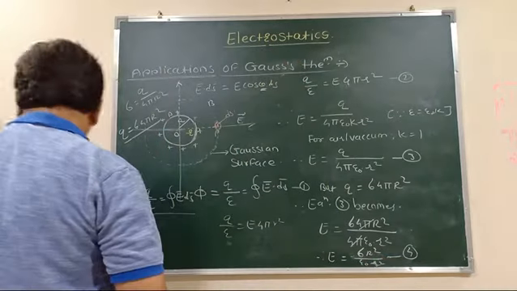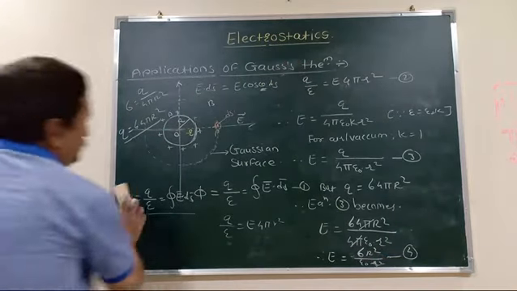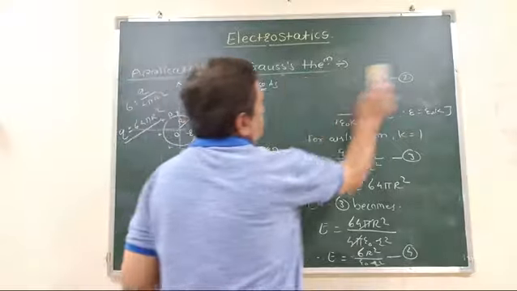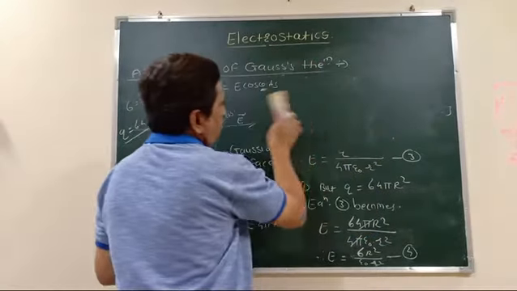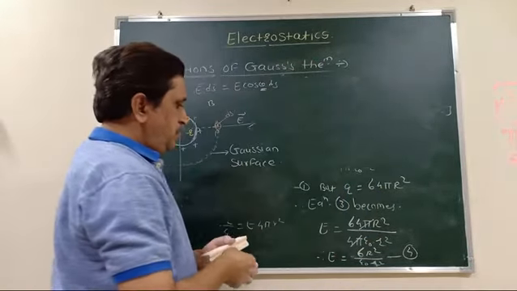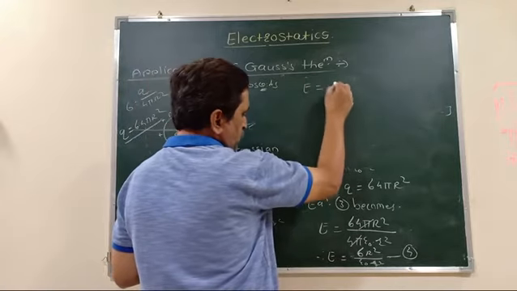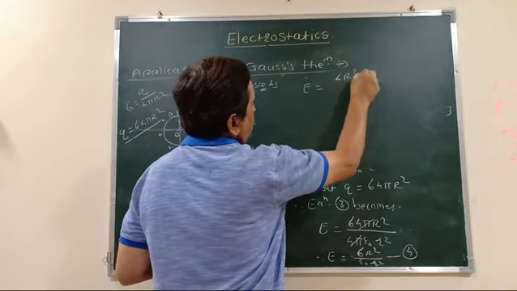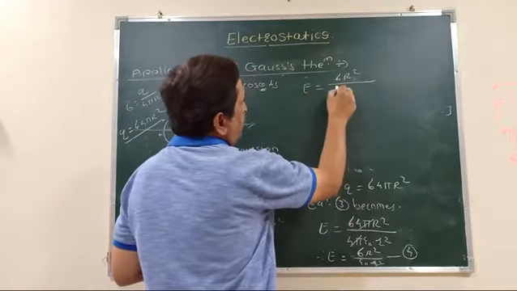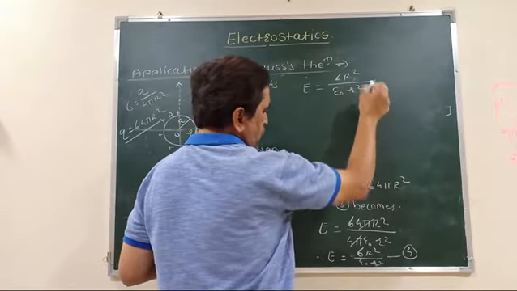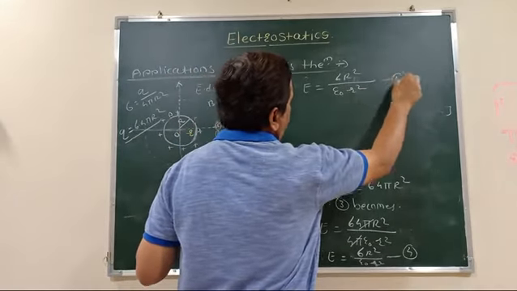Equation number 4. Okay. Equation 4: E is equal to sigma R square divided by epsilon 0 r square. Equation number 4. Okay.